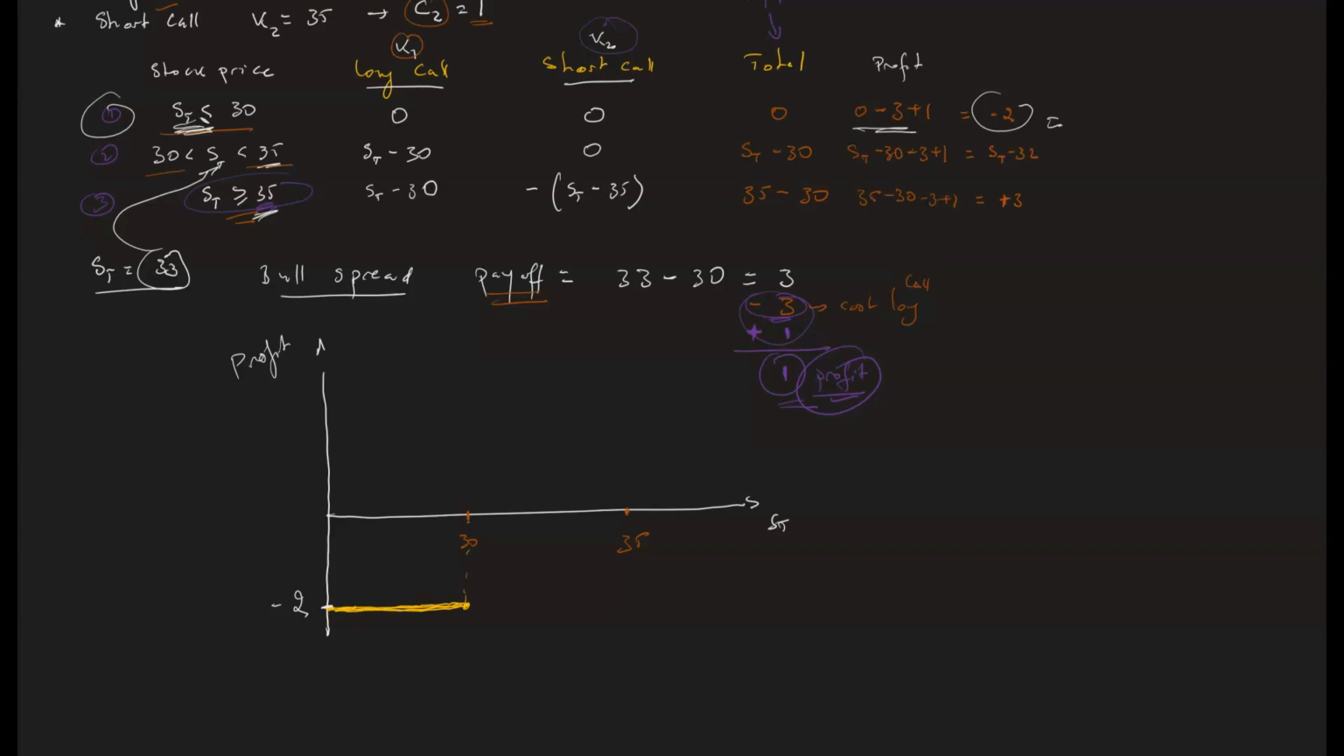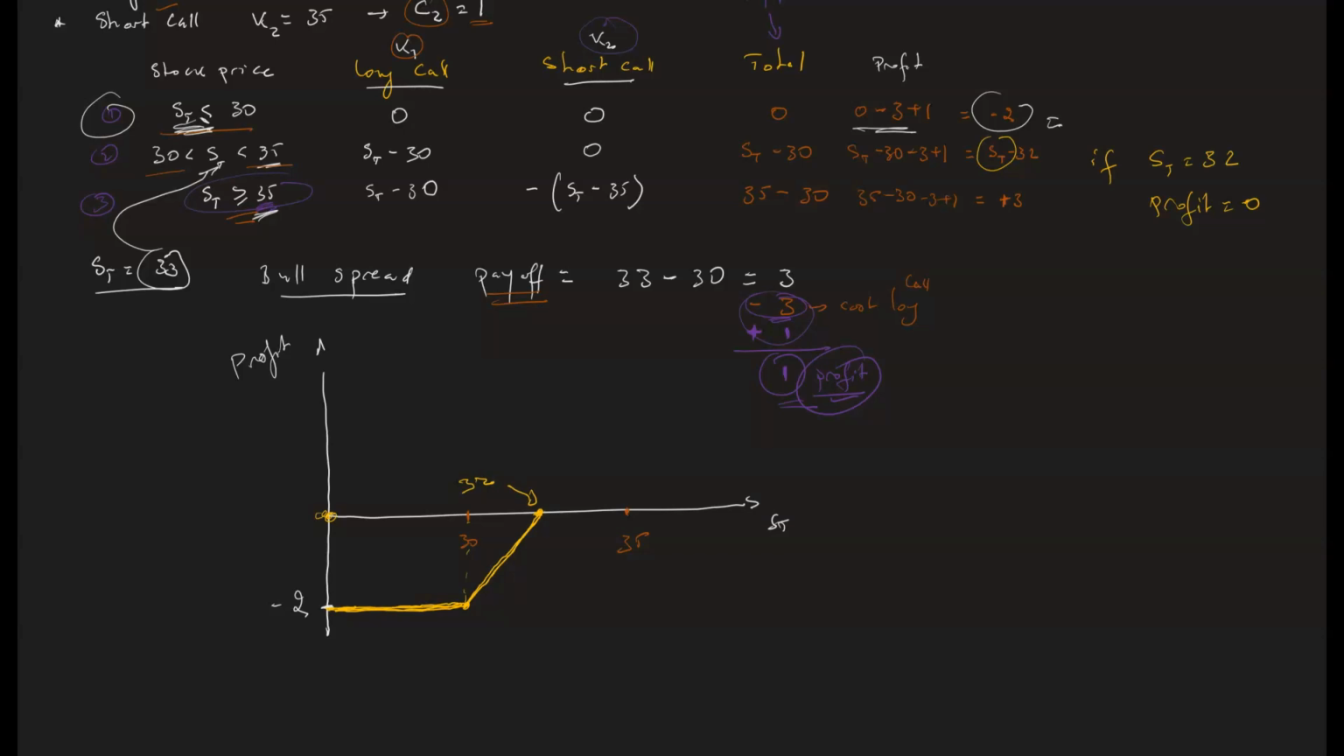Between 30 and 35, we're going to get the difference between the stock price and 32, which means that to have a profit of 0, we can set this equal to 0 and solve for the stock price. And so the stock price is equal to 32. If ST is equal to 32, then the profit is equal to 0. So 32 here is where this is going to hit this point, and we're going to have 32 here.